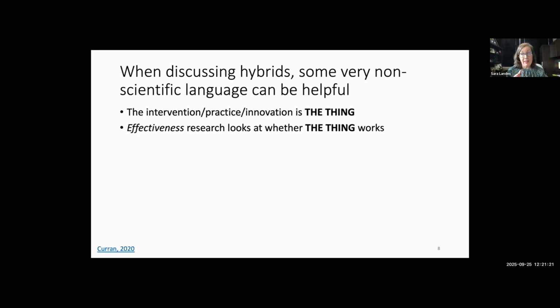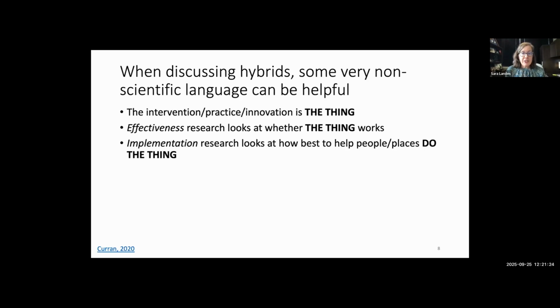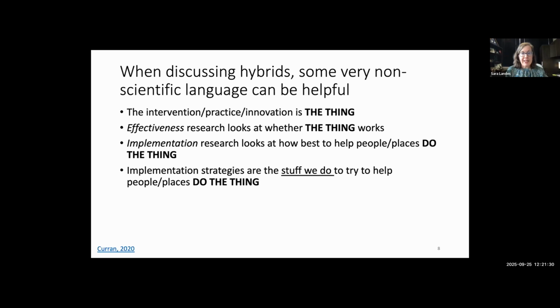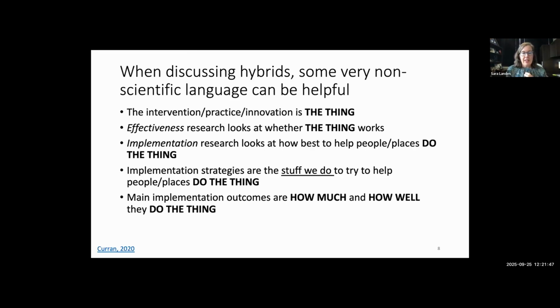And so effectiveness looks at whether the thing works. And then implementation research looks at how best to help people or places do the thing. And implementation strategies are the stuff we do to try to help people or places do the thing. And so you can see it's a little silly, and it makes it a lot easier when you're trying to parse out what's the thing we're implementing, what are the strategies we're using, and does the thing work, and do our strategies work? And our main implementation outcomes are how much and how well they do the thing. So you'll notice I use this language quite often because it helps to be really simple and think, do we care more about how the thing works or how we get the thing into practice?